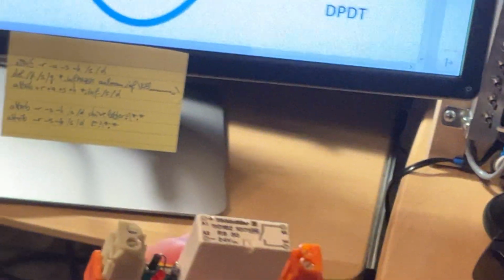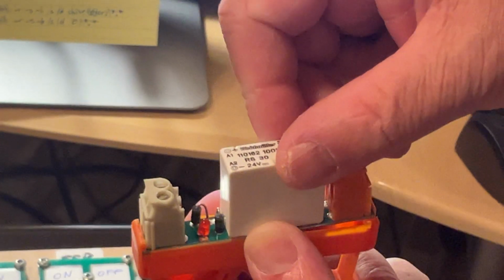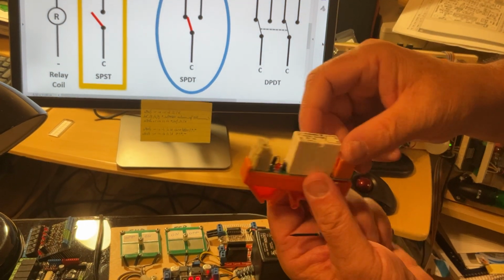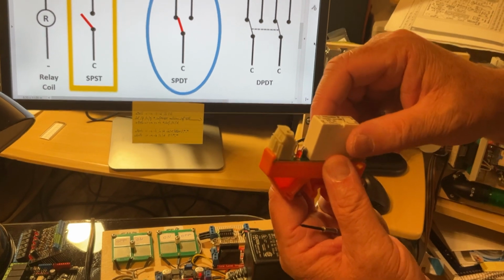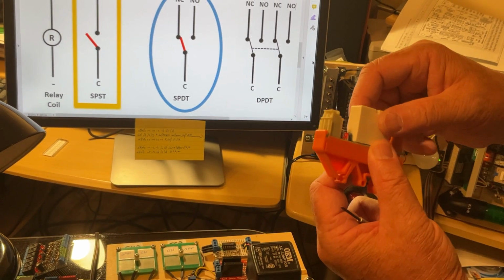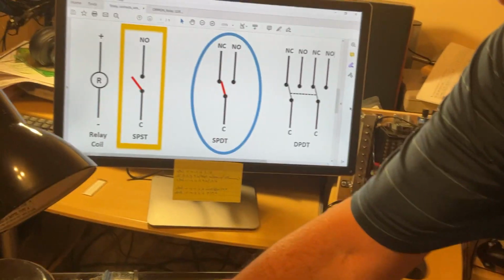So that's exactly that arrangement over here. Okay? So in total, you find 2 screws for the coil and 2 other screws for the contacts. Total is 4. That's the kind of relay. Additionally, this one here, which is a PCB relay, can be easily placed on a DIN rail. We're going to talk about that soon.